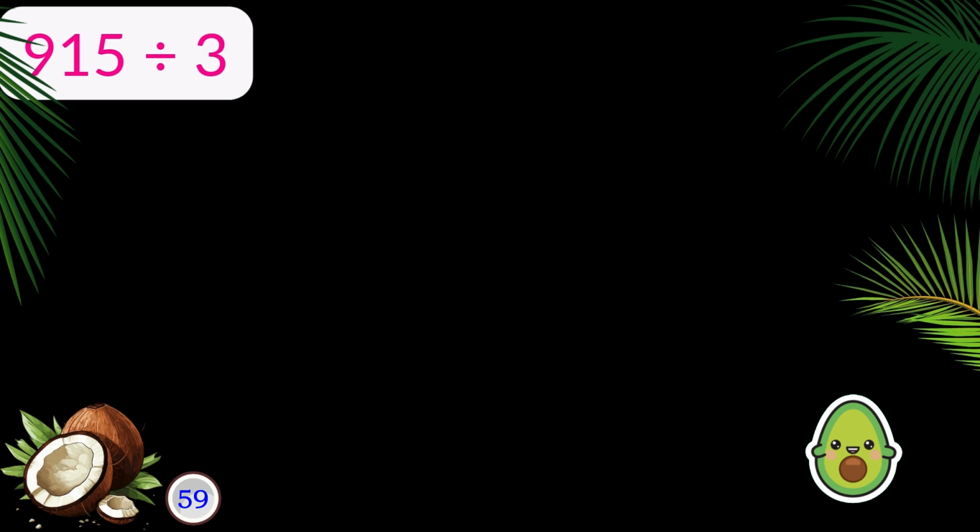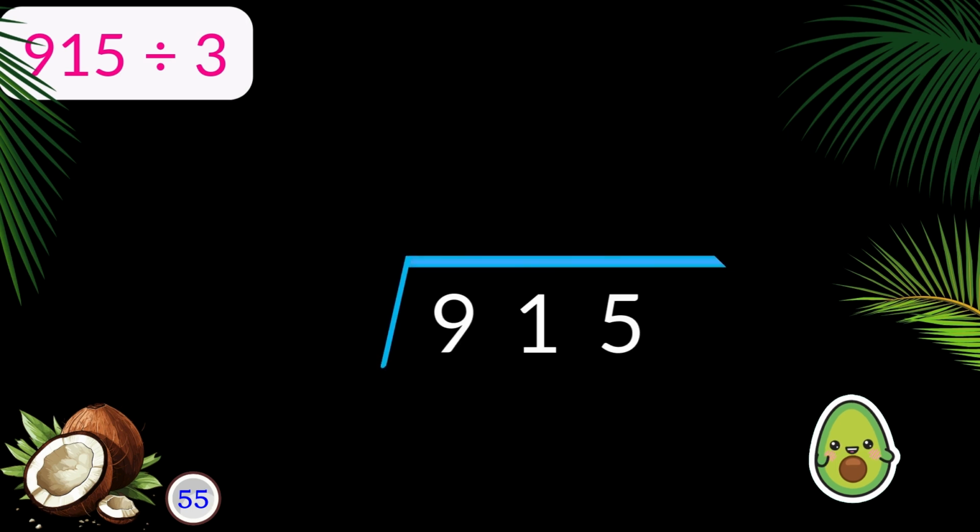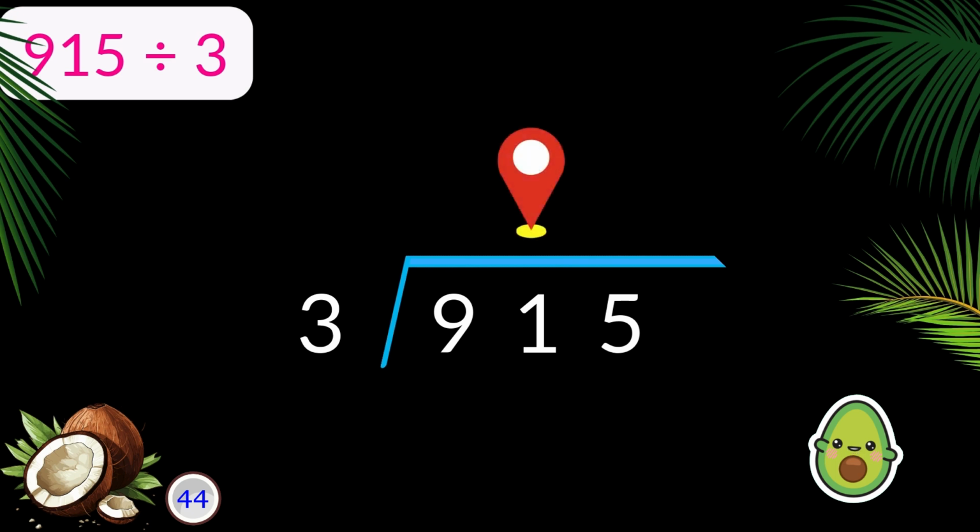Step 1, set it up. Draw the division house. Put 915 inside the house. That's the number we're dividing. Put 3 outside the house. That's the number helping us divide. Leave space on the roof for the answer.